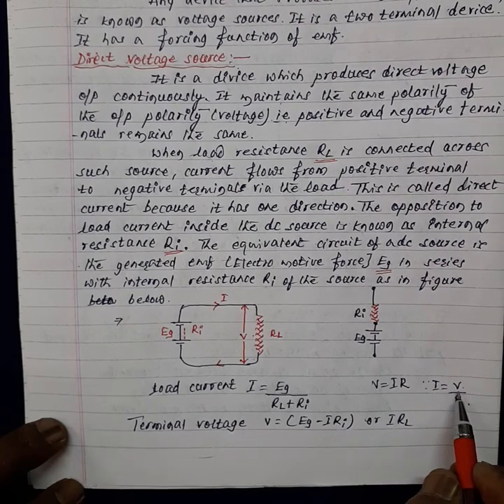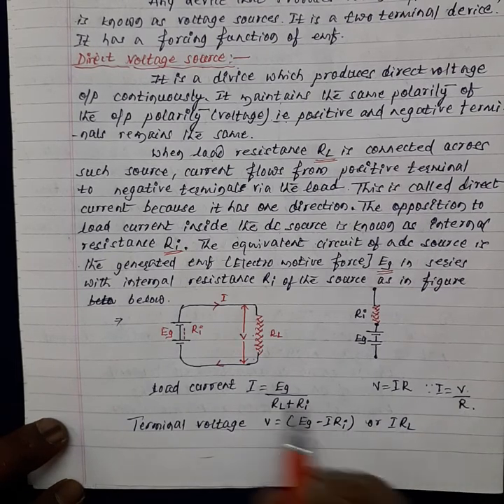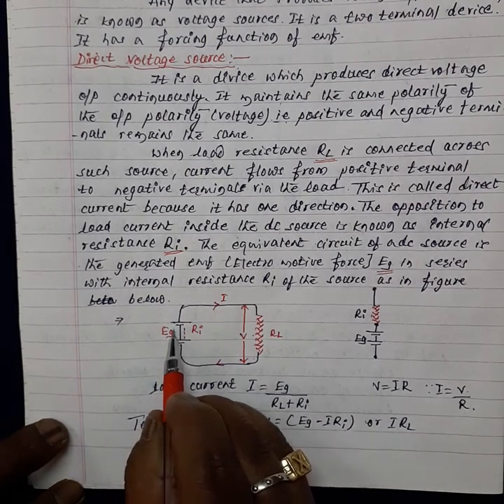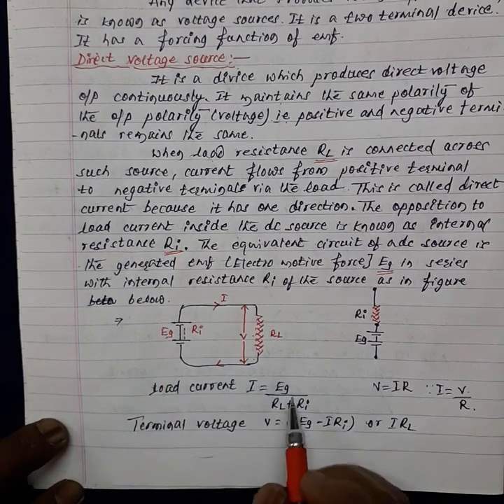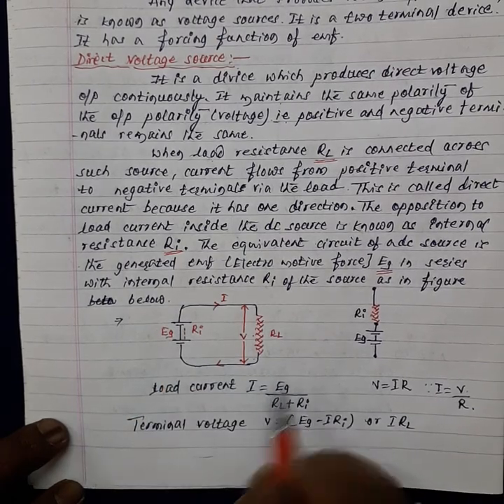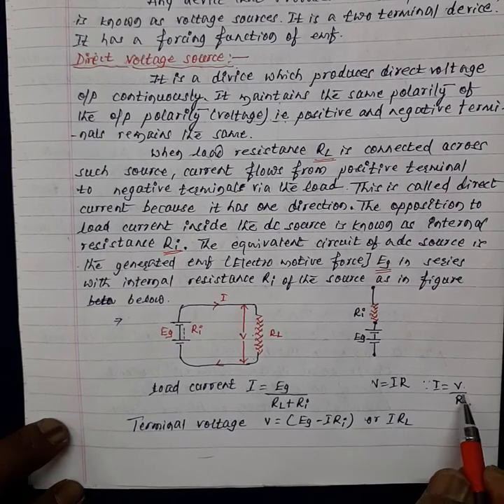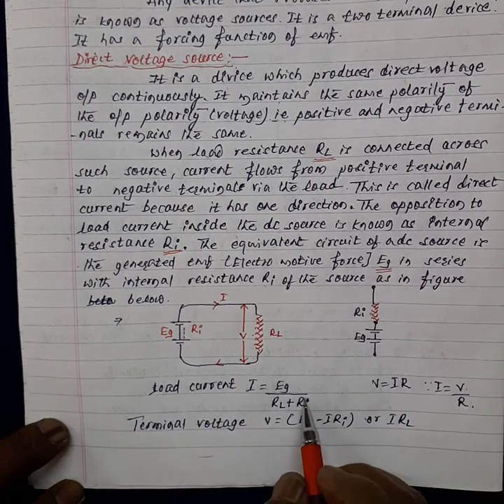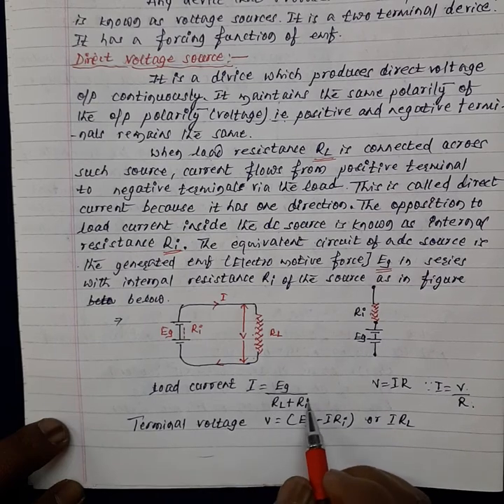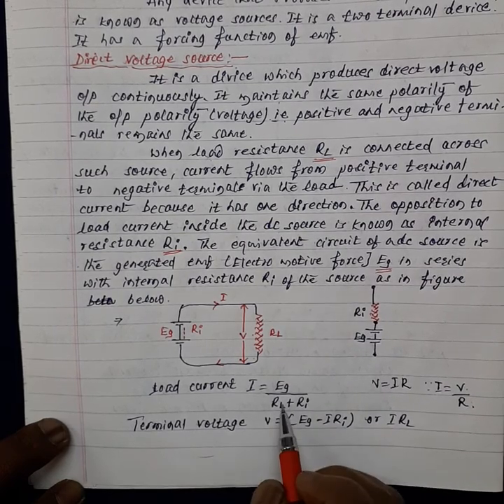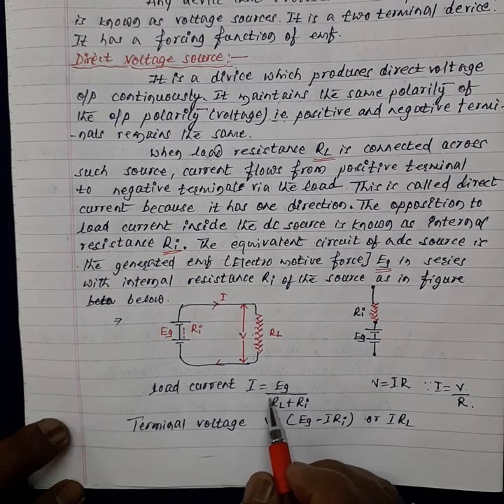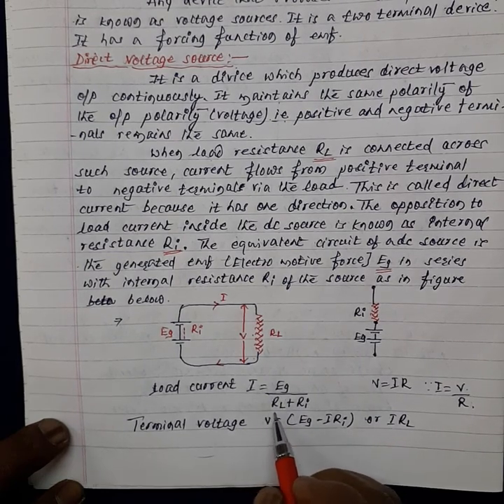Here V is the voltage across the source, which we are representing as E_g. Then R is the resistance. Here we have two resistances: one is the internal resistance of the source, and the second is the load resistance, which we are representing as R_L.